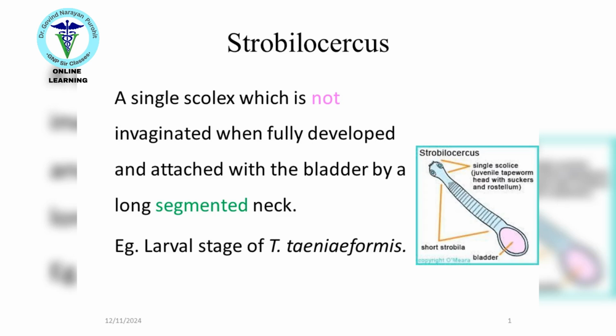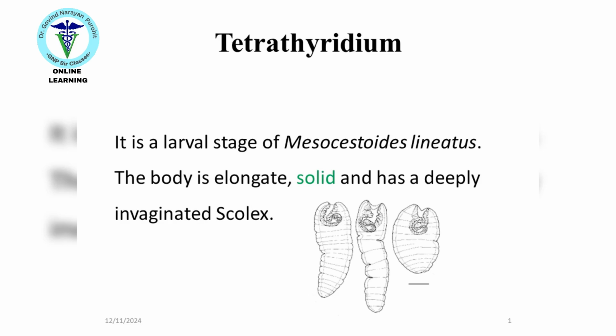Strobilocercus has a single scolex that is not invaginated and is attached to the bladder by a segmented neck. It is the larval stage of T. taeniiformis. Tetrathyridium is the larval stage of Mesocestoides lineatus, characterized by an elongated body and deeply invaginated scolex.